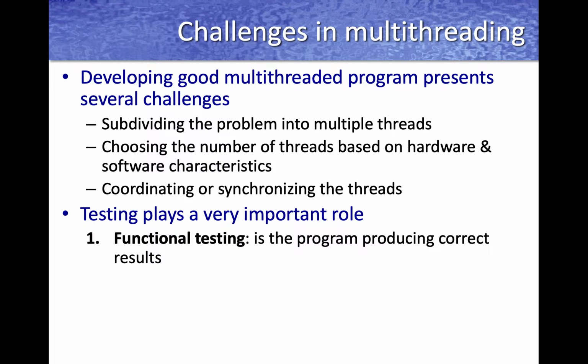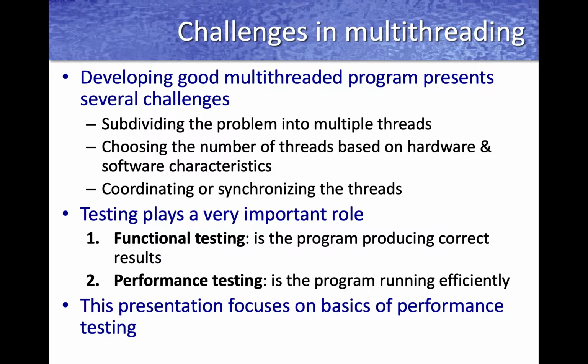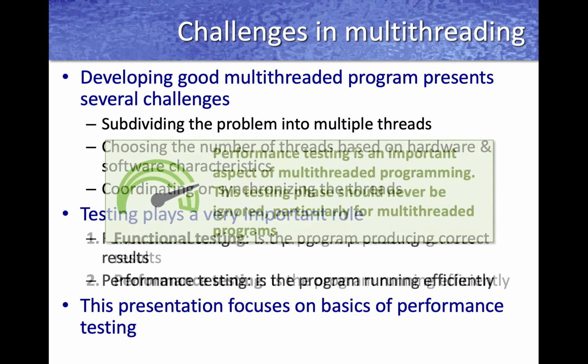There are two types of testing. First one is, of course, functional testing, where we ensure the multithreaded program is producing the correct results. The second part of testing is called performance testing. This type of testing is used to assess if the program is running efficiently on a given computer. This presentation focuses on basics of performance testing of multithreaded programs.